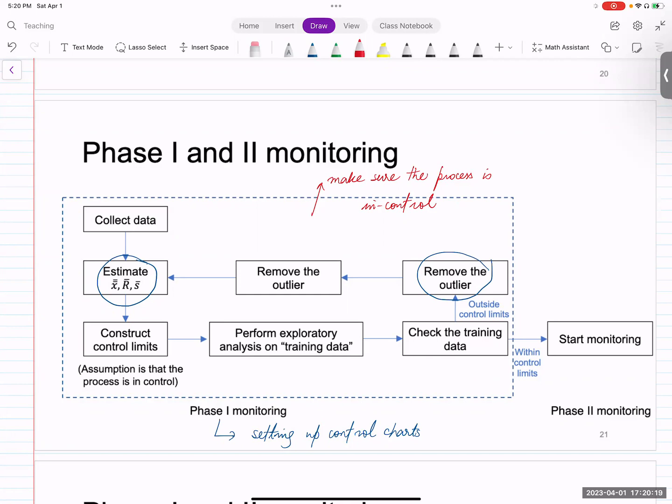And so whenever there is an out of control situation, you might sound an alarm, or you might wait and see whether this is a false alarm or this is truly an out of control situation. So this is where you really start using the control chart. So that's the distinction between phase one and phase two. And I have given some problems in the assignment as well to walk you through how to construct phase one and phase two.